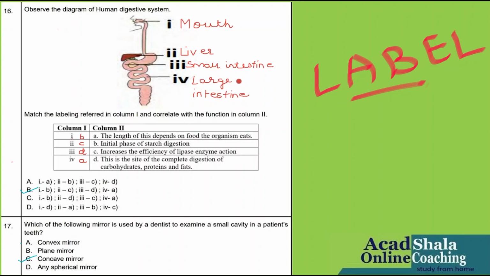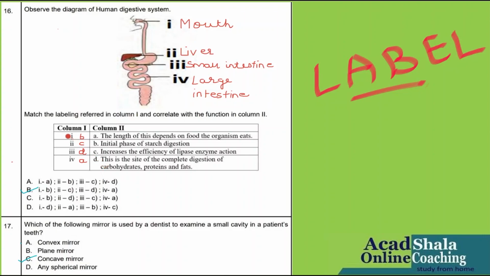So according to my prior knowledge, I know these labeling parts and I have labeled it also. Now they are saying to match the labeling referred in column 1 and correlate with the function in column 2. Okay, now I have to match the following. In this type of question, match the following and then go for the most appropriate option among the 4, A, B, C, D. Okay, the first one says the length of this depends on. First of all, I will read all the 4, and according to my prior knowledge, I have written the first part as mouth over here. So what does this mouth indicate and what is the most appropriate matching for it? So I will go for it also.